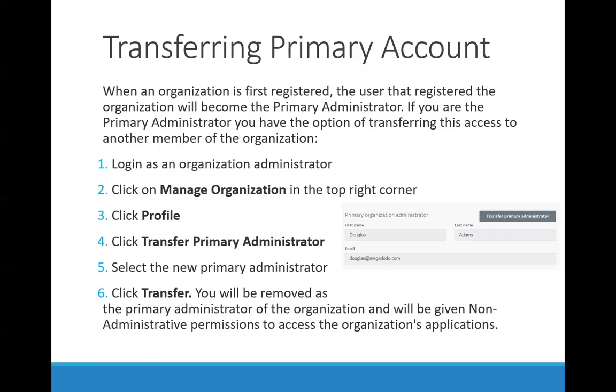So you'll log in as the organization administrator, click Manage Organization in the top right corner, select Profile, and then click Transfer Primary Administrator. And then you'll be able to select one of the member accounts on SurveyMonkey Apply to transfer primary ownership to.